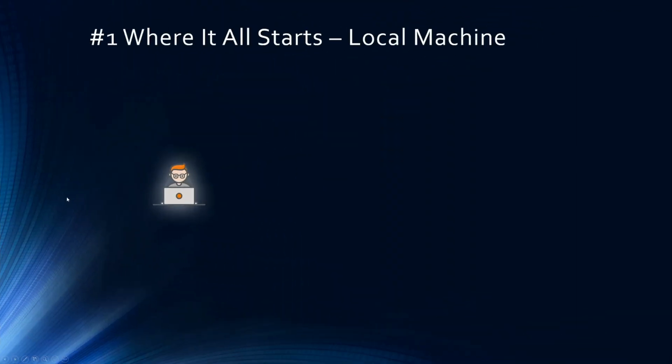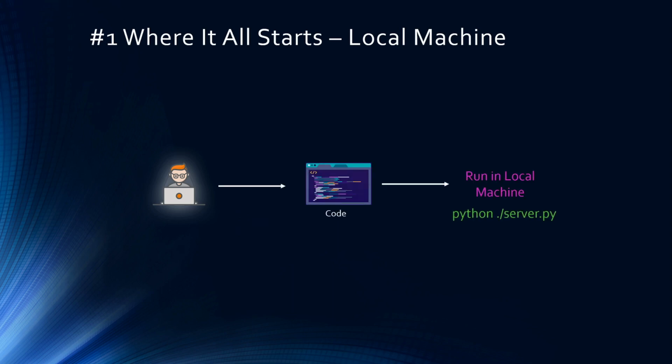All right, so step one, where it all starts, your local machine. So you, the programmer, do the coding in your local machine, and then you run it in local machine. For this example, I'm going to go with a Python code. So note the command, right? python ./server.py, which is basically the same folder, if the name of the code is server.py. So this will come into play later on.